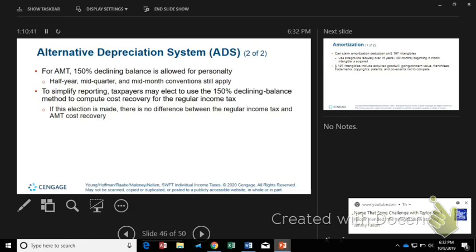And basically, it's to hopefully simplify reporting, which Ardan was mentioning he wanted. It's to simplify the reporting. I don't know that it necessarily does. If this election is made, there's no difference between regular income tax and AMT cost recovery.